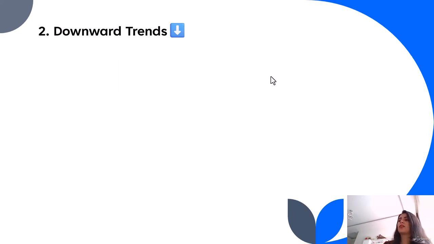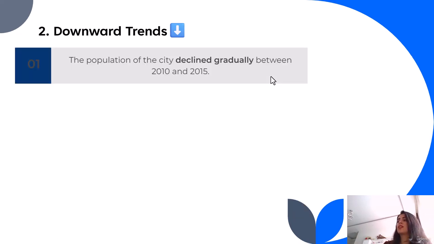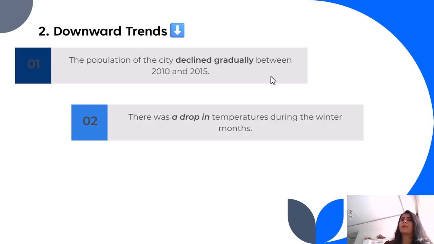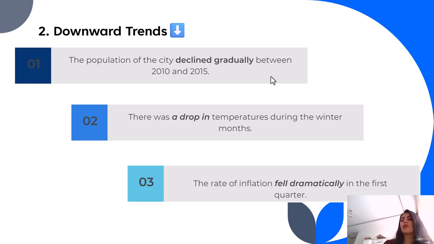Downward trends. The population of the city declined gradually between 2010 and 2015. There was a drop in temperatures during the winter months. The rate of inflation fell dramatically in the first quarter.